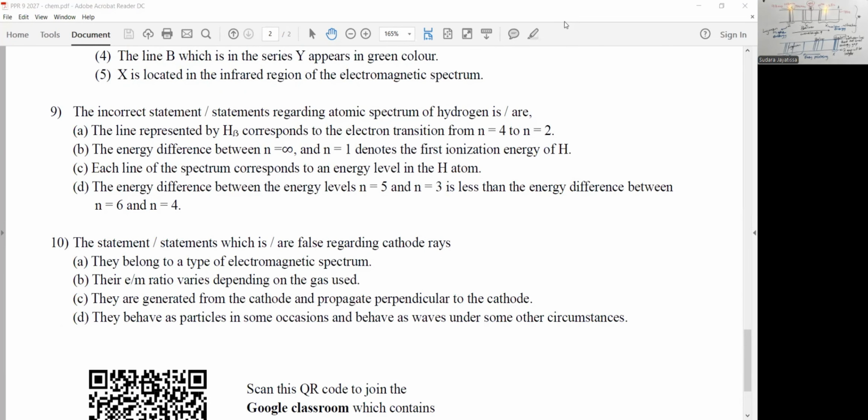What about question number 9? The incorrect statement regarding the atomic spectrum of hydrogen. So let's see that one. The line represented by H beta corresponds to the transition from 4 to 2. That one is correct, the 4 to 2 transition is.